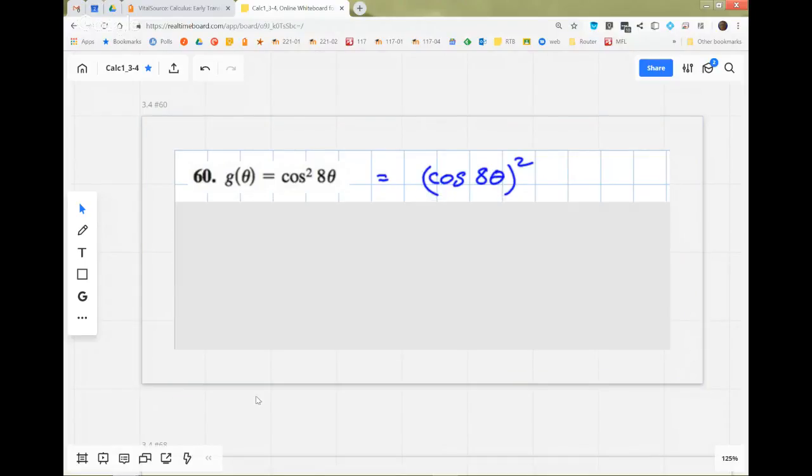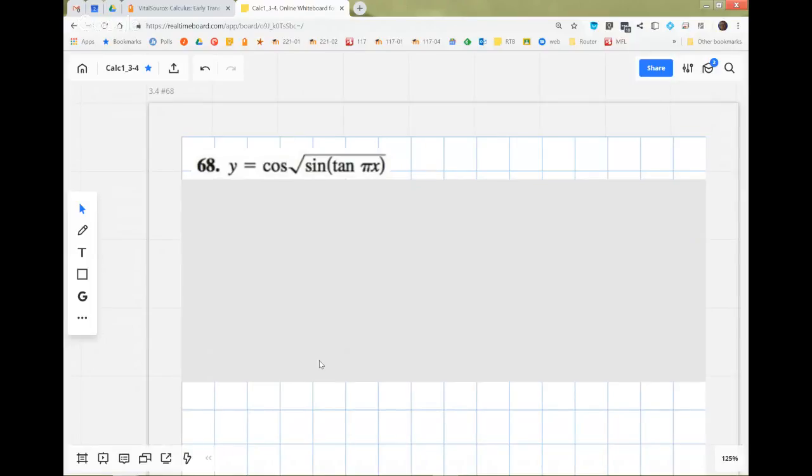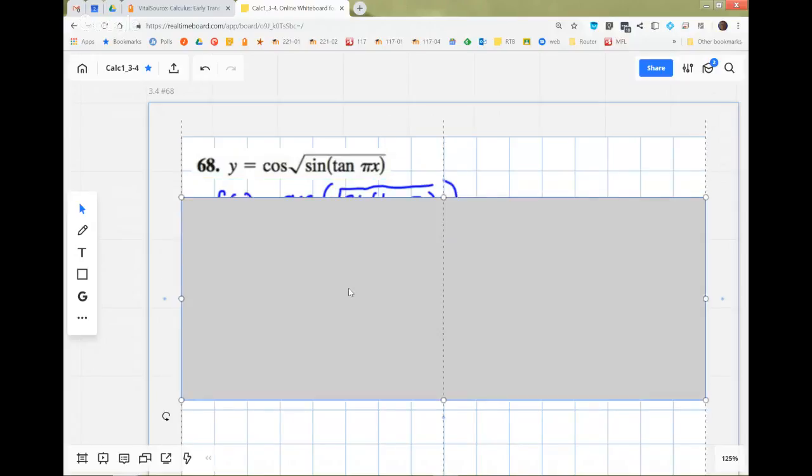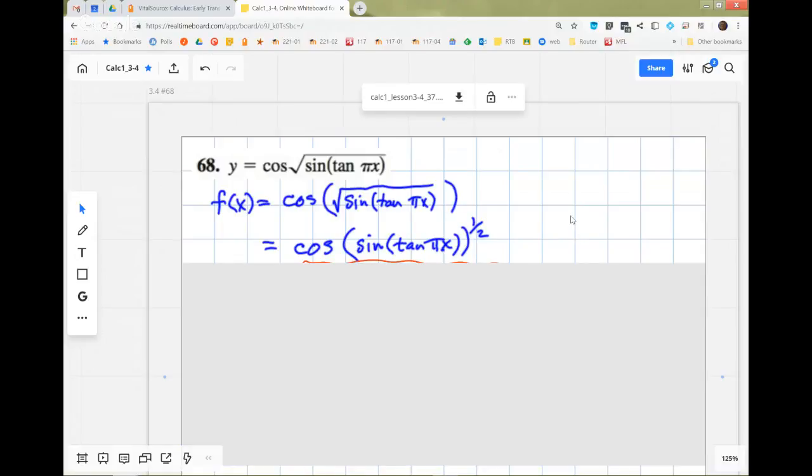Let's keep going here. Let's do a couple more. How about this one? The cosine of the square root of the sine of the tangent of pi x. Whoa, have we got some embedding going on here? So the first thing, would you agree with this rewriting? The cosine of the sine of the tangent of pi x to the 1/2 power. So it's just another way to write the square root, right?